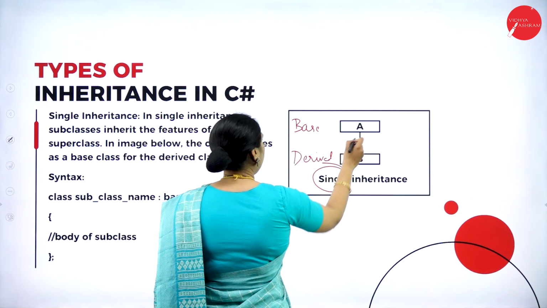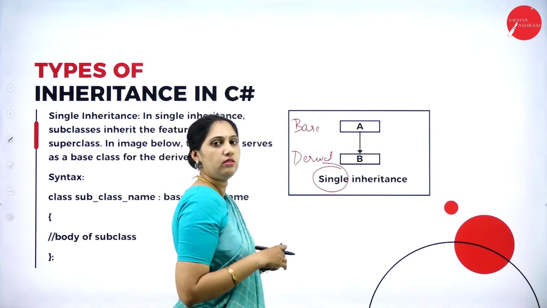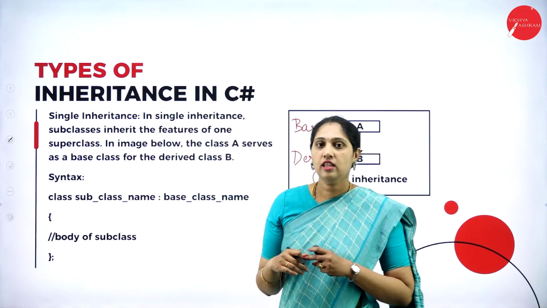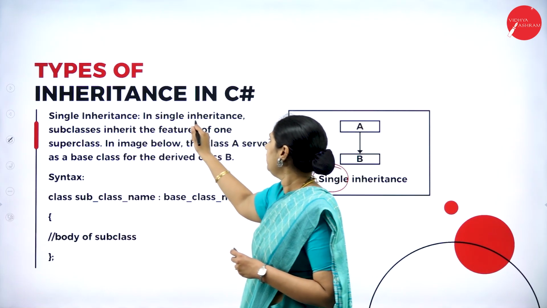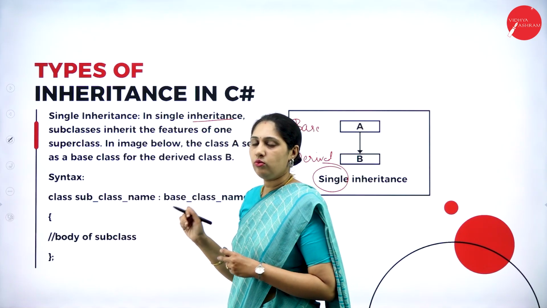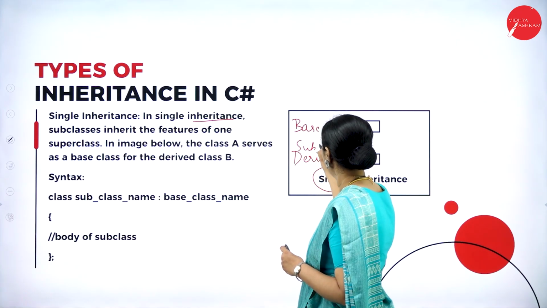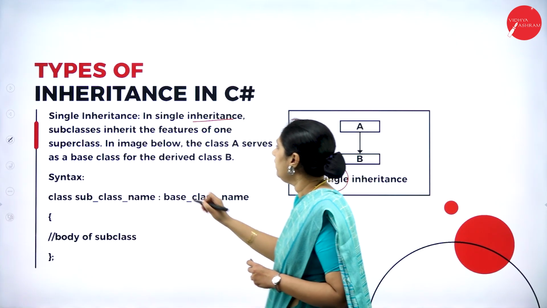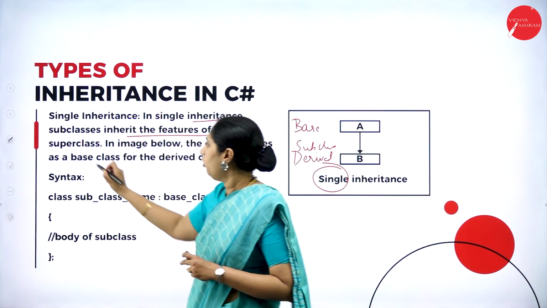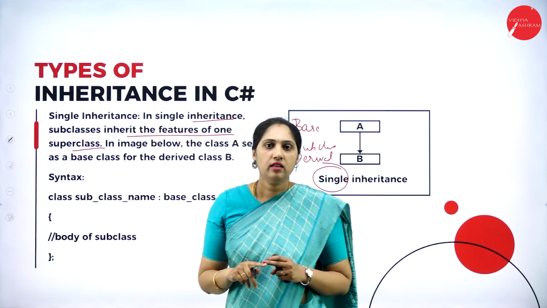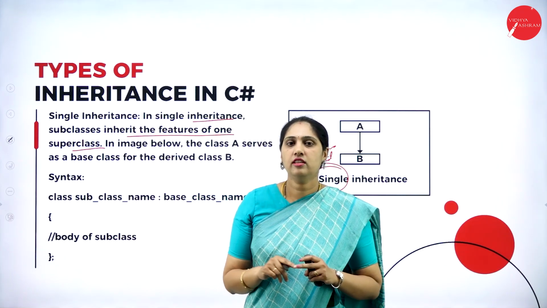So you can see from the arrow mark, B is getting all the properties from A. That is single inheritance. So what is the definition? In single inheritance, the subclass inherits the features of one superclass. In order to get single inheritance, this B should have only one superclass, that is A.